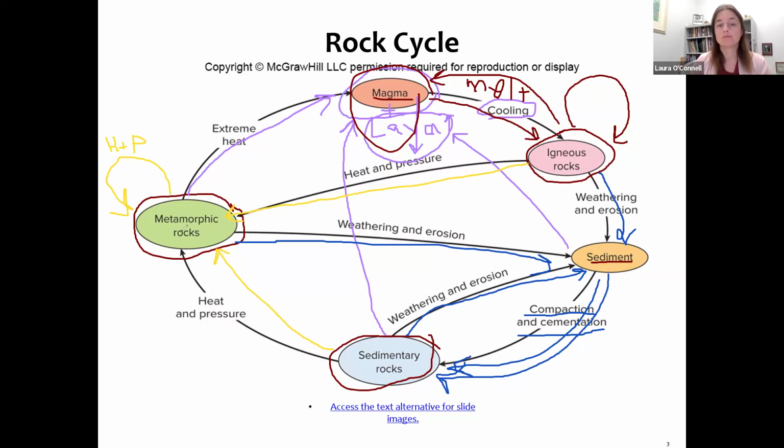And then if that metamorphic rock is buried so deep that it melts completely because it gets too hot, what's going to happen? It's going to become magma. And the cycle can start again. So the cycle kind of goes around. And why is this important? One reason is we're not getting a ton of material from space. So how would we make new rocks if the material on Earth wasn't getting recycled?